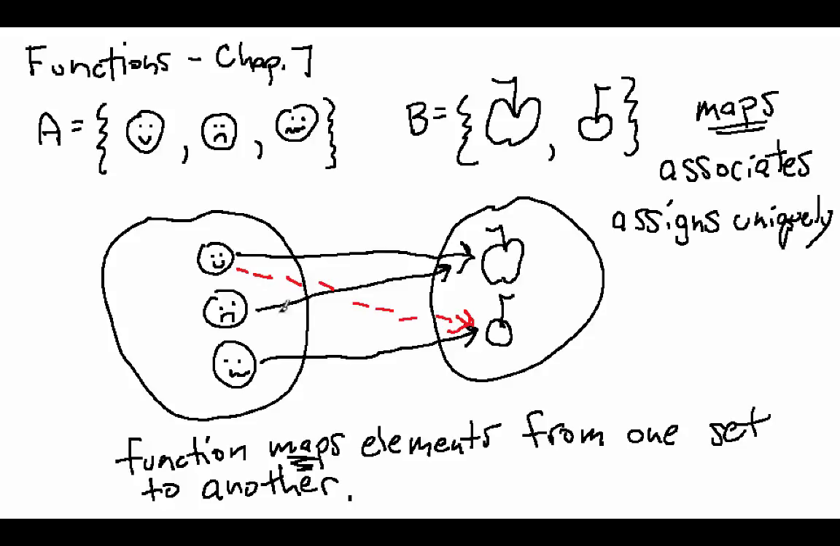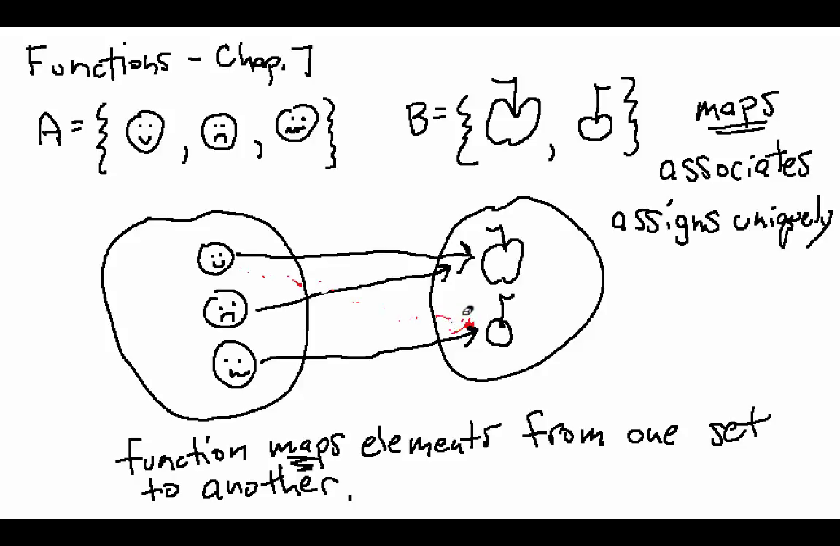The idea here is that a function assigns any element from this set over here to just a single element over here. Okay, so in the situation where I have assigned the happy face to 2 elements over here, I no longer have a function. So let's get rid of this line here, if I may, and go back to our original function here.